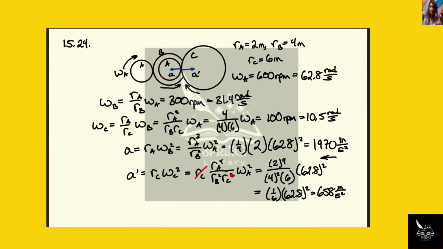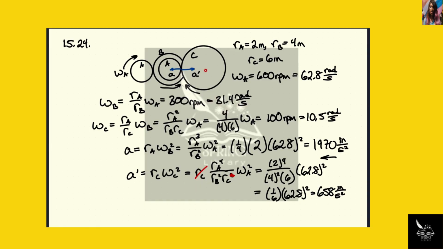Now, let's see here. Just from gears, we know the angular velocity of B, which is in this direction, is RA over RB times omega A. And plugging in, this ratio here is just 1/2, so that winds up being 300 RPM or 31.4 radians per second.